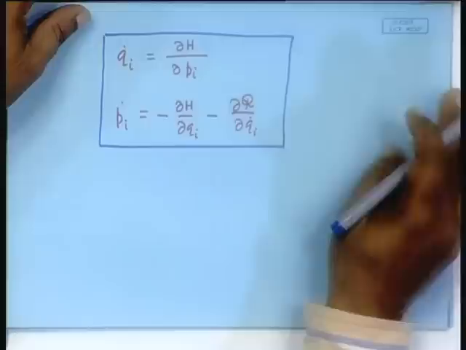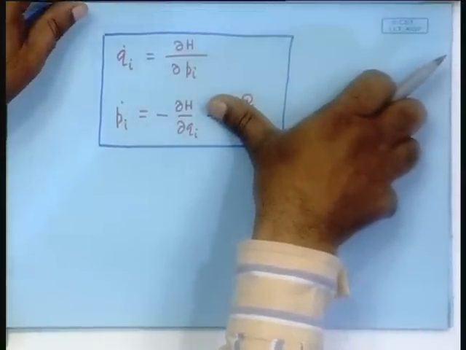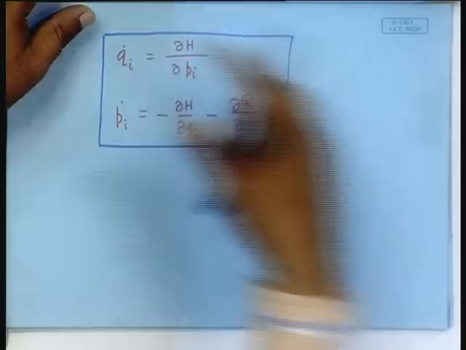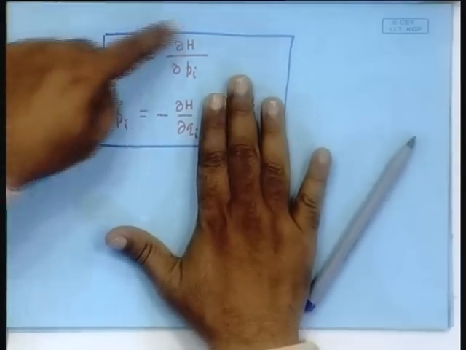But notice one thing, that if this term is ignored, that means if some system does not have this term, for example the spring pendulum and stuff, then it takes a very nice symmetrical form. Can you see that?